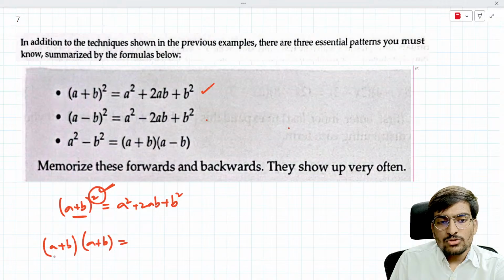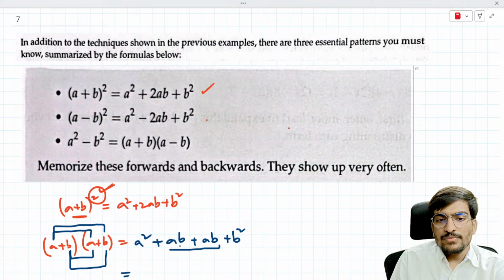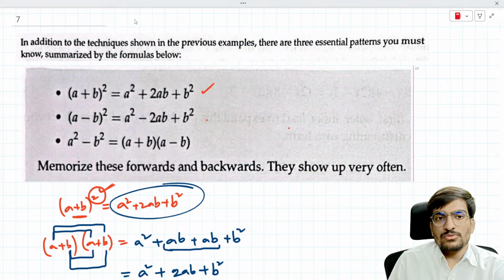So that equals to, now we apply the FOIL method to this. Just now you learned FOIL. First and first term, which is a square. First and last term, which is ab plus ab. And this term b and a, which is plus ab. And this b and b, which is b square. That equals to, you see, we can add up these like terms ab. Just keep this a square as it is, a square plus 2ab plus b square. So this is how we got a plus b whole square equals a square plus 2ab plus b square.